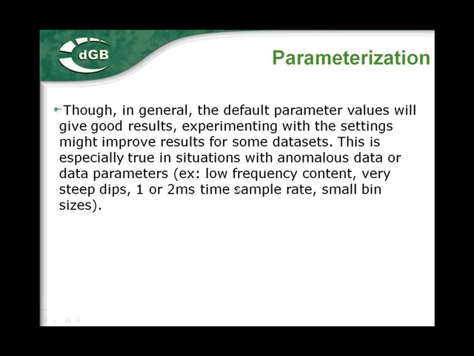But there are also some situations where you want to think about your parameterization, especially the parameterization of your filters, or if applicable of the FFT operator. That is if you have very low frequency content data, if you have very steep dips, if you have a 1 or 2 millisecond time sample rate, or if you have a depth survey, you have to take account of that anyway, and very small bin sizes. Usually it means that you need to increase your sample step out in time direction, or your bin step out in the lateral directions a bit for your operators.